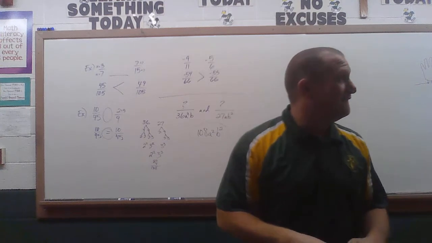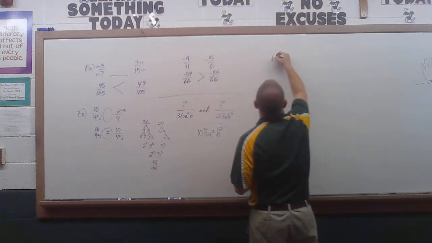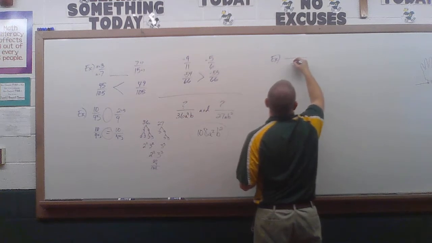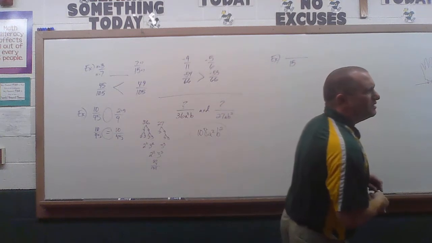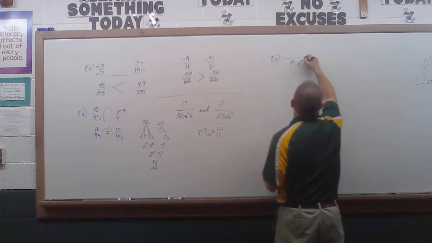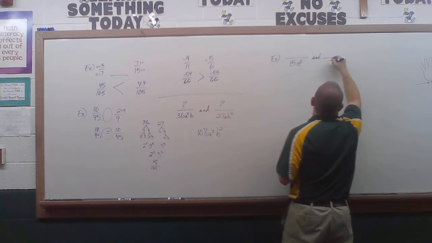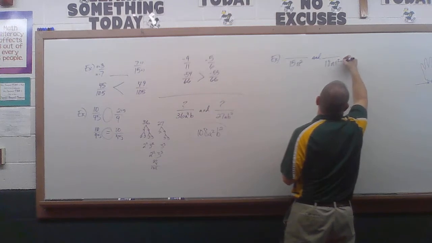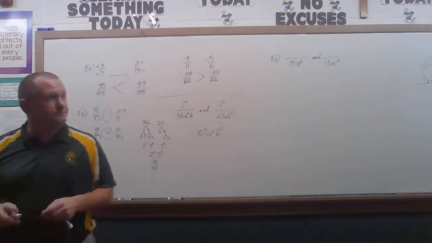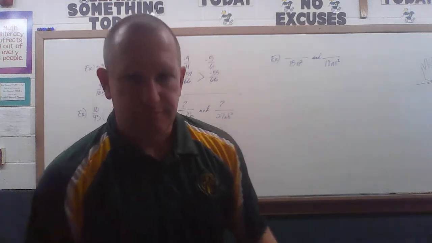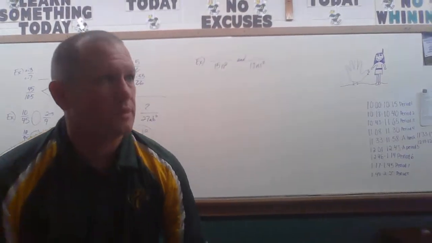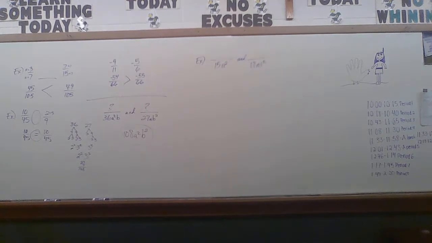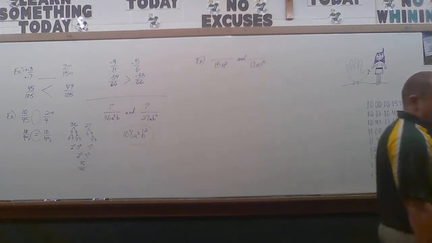Gotta do another one, don't we? Yes. Absolutely. So again, 15n squared and 18nr squared. Try her out. Now again, some of these you might not have to do the prime factorization. Maybe you can just look at it and know that it's the least common. But again, we're looking for the least common this time.